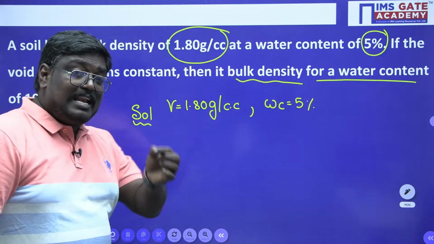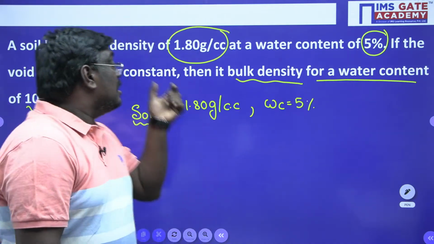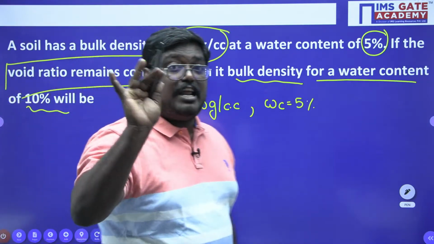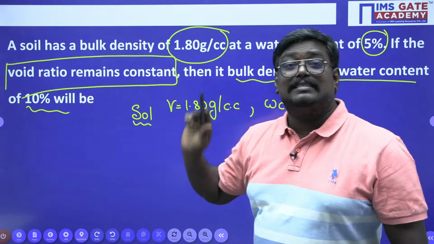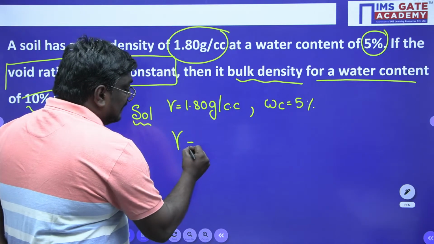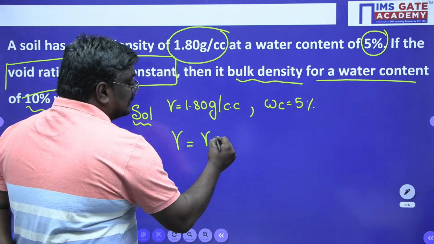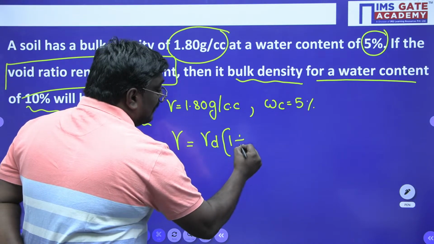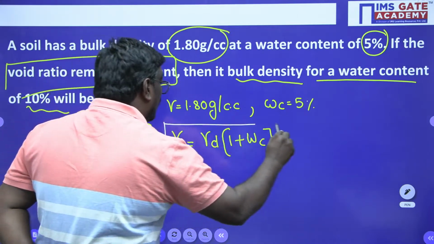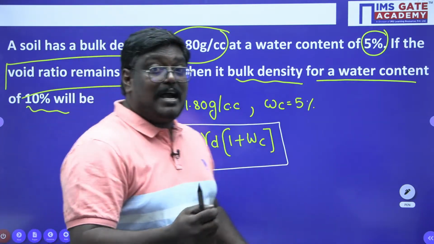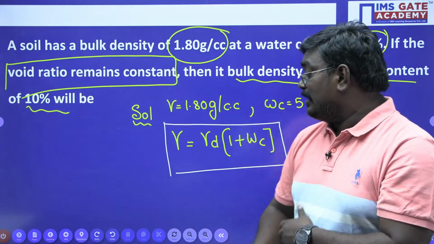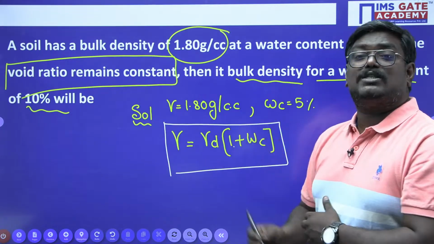Okay. Here he has used in the problem that the void ratio remains constant. See students, this is a very important thing because it has a significance. As you know, gamma, that is the bulk unit weight, can be written as gamma D into 1 plus water content. In the previous sessions, I have derived this formula, how it came. Gamma is equal to what, my dear students? What is gamma? Gamma is nothing but the bulk unit weight. It is given as gamma D into 1 plus water content.